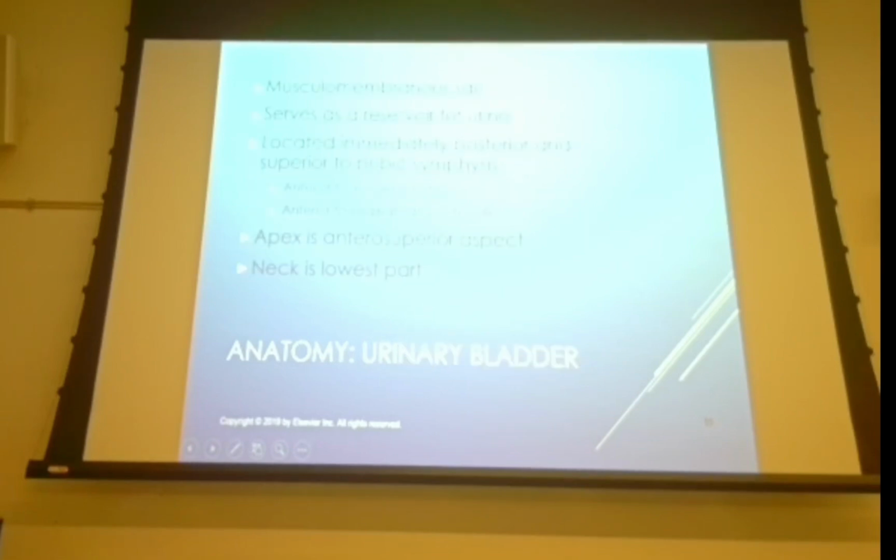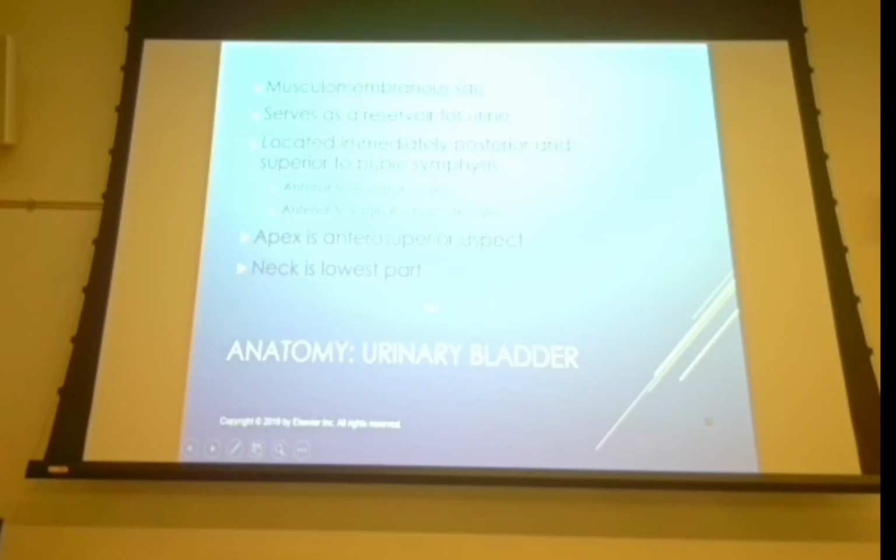So the bladder is just a sac. Anytime you see bladder, that just means bag. So it's a urinary bladder in this case. It's just a reservoir until you can get to the restroom. So located directly above the symphysis pubis, the apex is anterior superior, and the neck is the lowest portion.